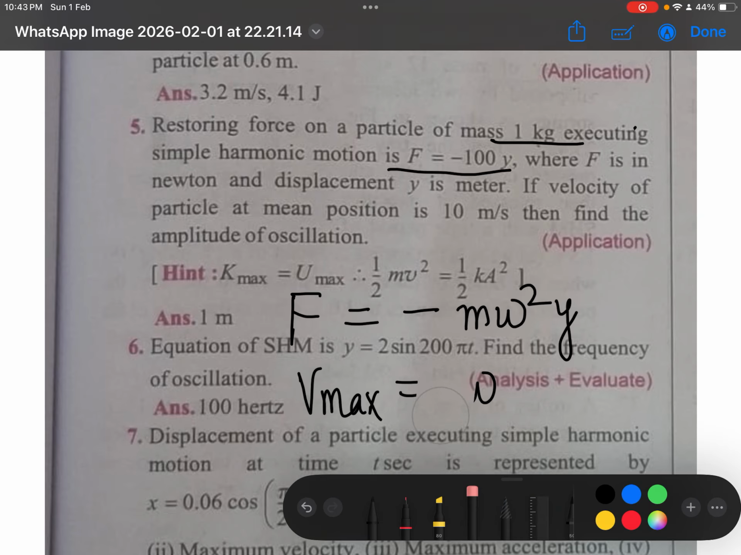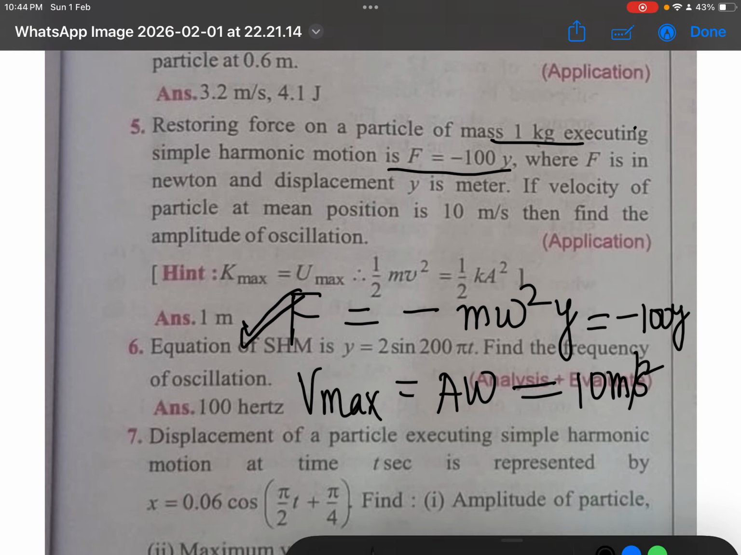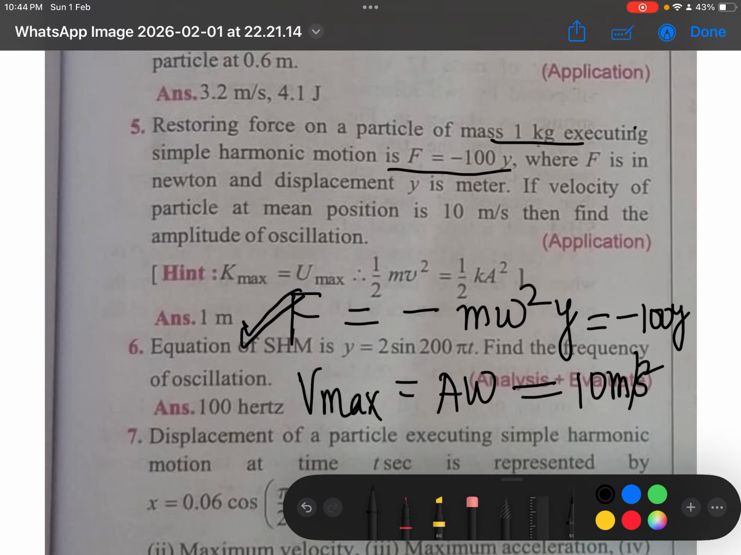Here we will take A in capital, because in the chapter we have taken amplitude as capital A omega. This is given 10 meter per second. It's clear. Find the amplitude of oscillation. So see here, from this formula, because this is given as minus 100y and mass is already given, we will get the value of omega, and when that value of omega is placed here we will get the amplitude.